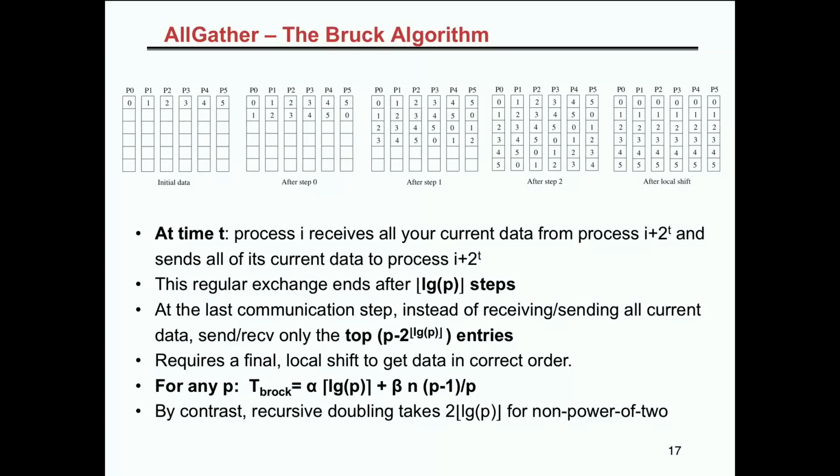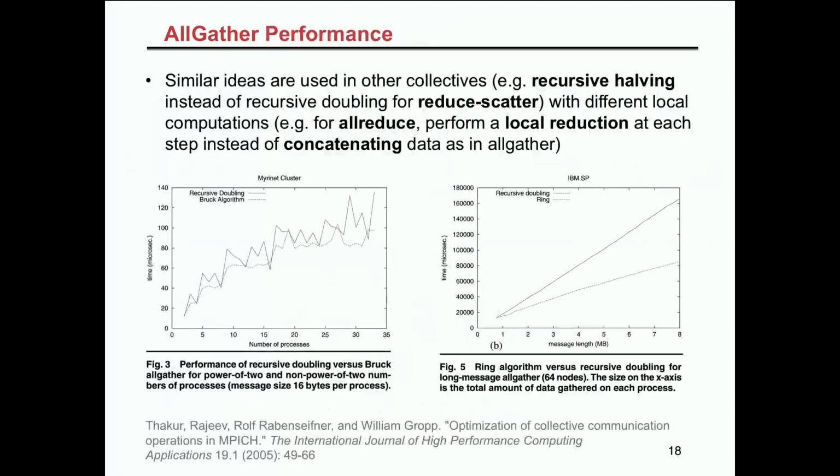And finally, you need to do a local shift. It's not a permutation. You just need to change the pointers of the beginning and end of your queue so that the final allgather is in the correct place. So this looks like a better algorithm for non-power of 2. Does the experimental data support that claim? And it actually does. So just look at the left. This is old data, but I believe it's still correct.